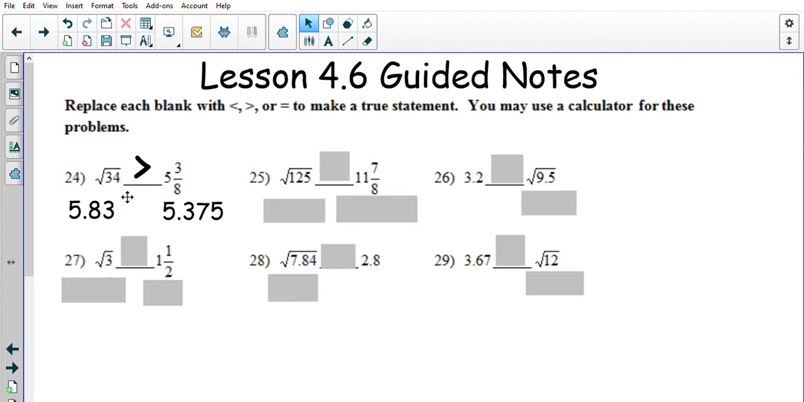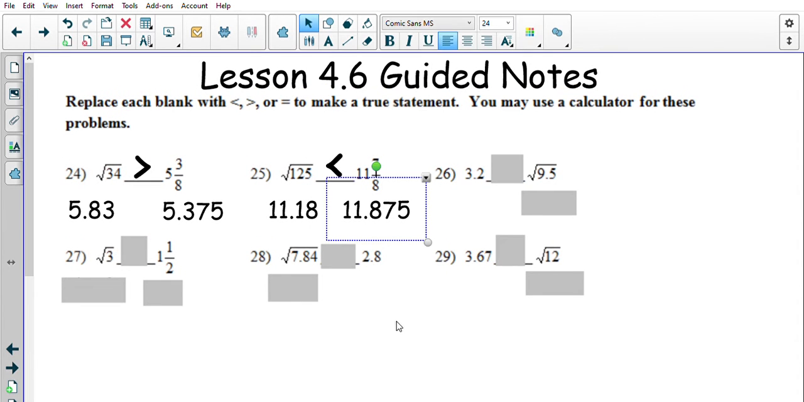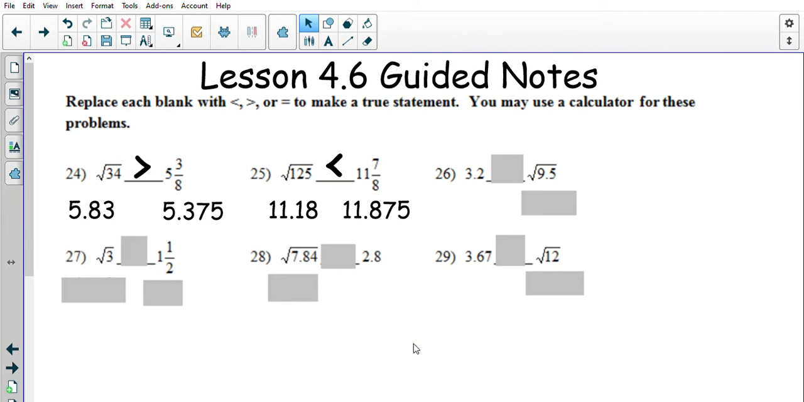Number 25, the square root of 125 I did in my calculator and got about 11.18. 11 7/8, what I did was 7 divided by 8 to get 0.875, although I actually have the eighths memorized, so that makes life a little bit easier. But 7/8 is 0.875, so this will be 11.875, which means that the square root of 125 is less than 11 7/8.